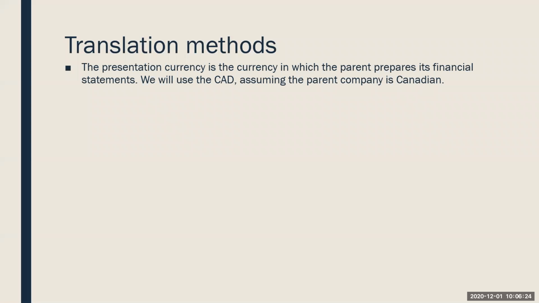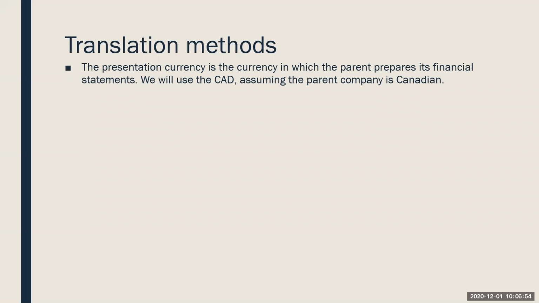Based on what the functional currency is, whether the functional currency is the Canadian dollar or not, there are two possible translation methods. The presentation currency is the currency in which the parent prepares its financial statements. We are in Canada, so we will assume that the parent company is Canadian, and we will take the Canadian dollar as the presentation currency in all the examples that we'll work through in class.